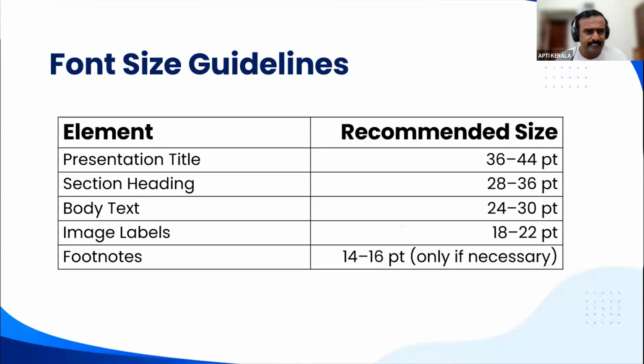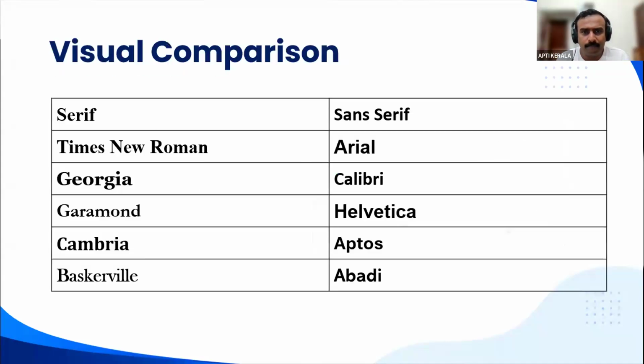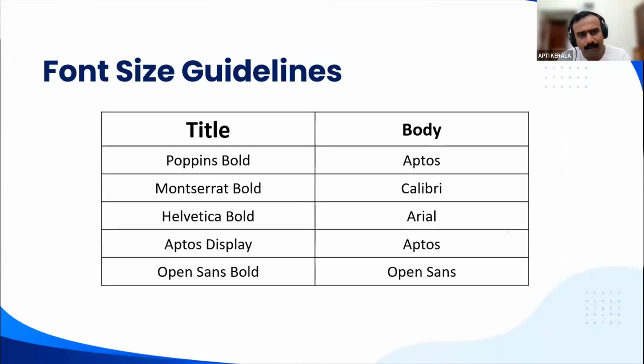To make your slides more professional, you can also pair specific bold fonts for titles with clean fonts for body text. Some of the recommended font combinations are: if you are using Poppins for the title, you can use Aptos for body, and Aptos Display for title, Aptos normal for body. So these are some regular guidelines, which I will be sharing in the group, for the font size and font pairings.